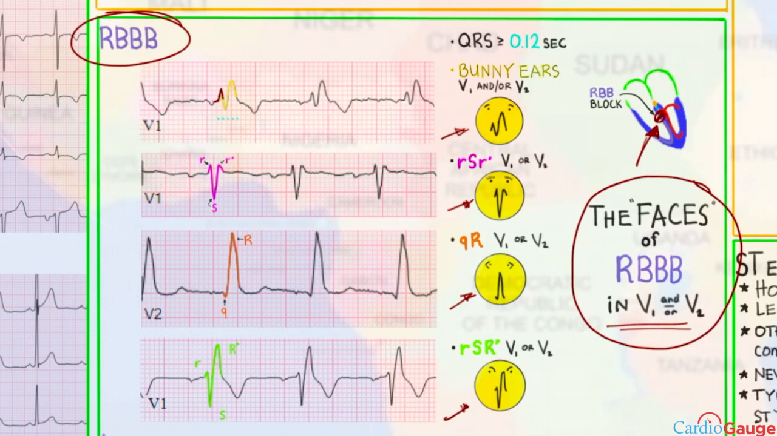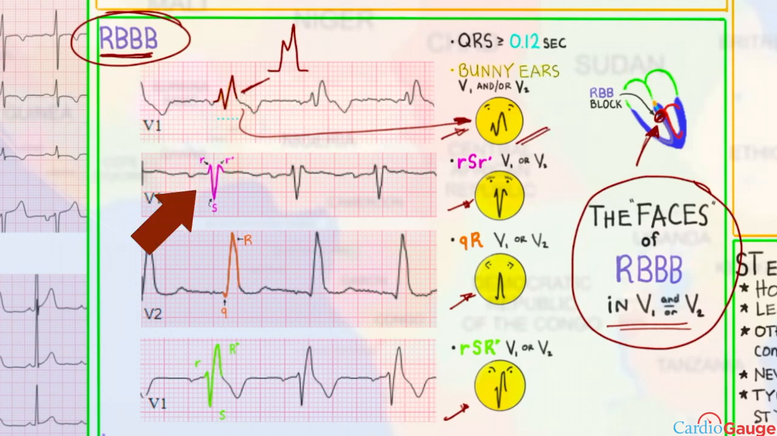It's the bunny ears. So a rabbit has bunny ears, and it sounds a lot like right bundle branch block, kind of reminds you of rabbit. And it could look like this too. So those are a couple of bunny ear examples. And that's on this face here, V1 or V2.